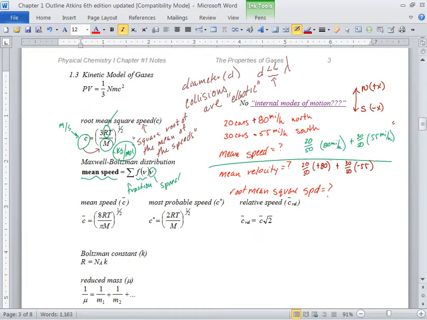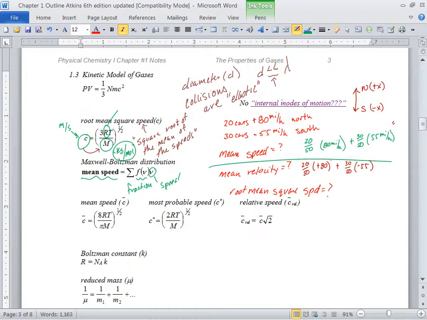That would be the mean, not the mean speed, that's the mean velocity. Okay, one more. Root mean square speed. We just take the square root of whatever we got on that first one. Okay, did you hear what Eric said? Take the square root of whatever you got on the first one.